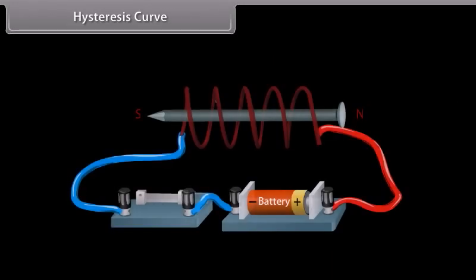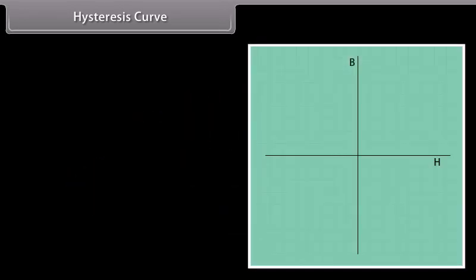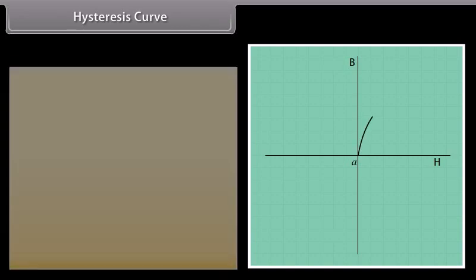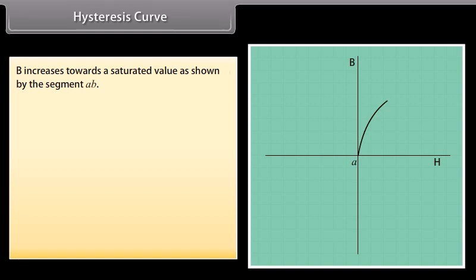Hysteresis curve. We consider a ferromagnetic material inserted in a solenoid. Initially, both H and B are 0. We increase H by increasing the current. The magnetization and hence B increases to its saturated value as shown by the segment AB.